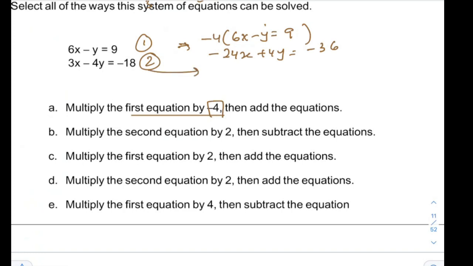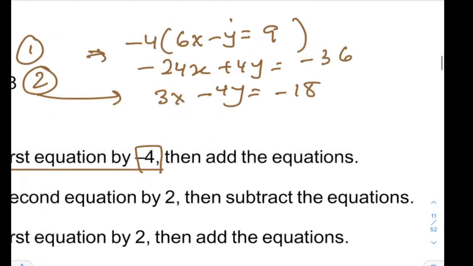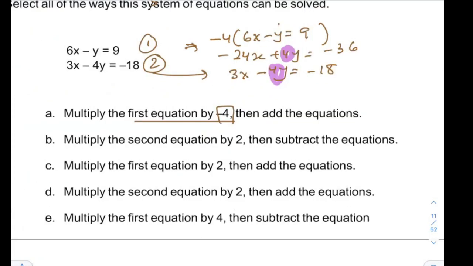Now what happened? 3x, this is the second equation. Look carefully, what happened? We have reached 4y and -4y, which means opposites. That means the variable y will be eliminated by addition. So what he said, we will multiply, then add the equations. Yes, it is a good approach. It can be acceptable.